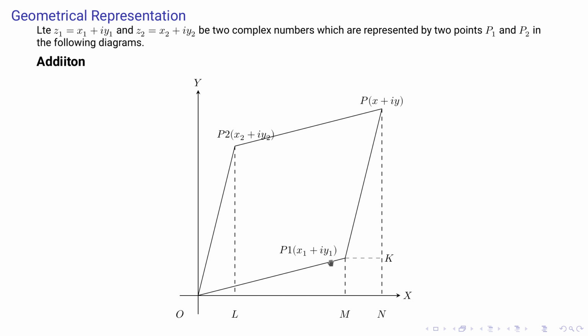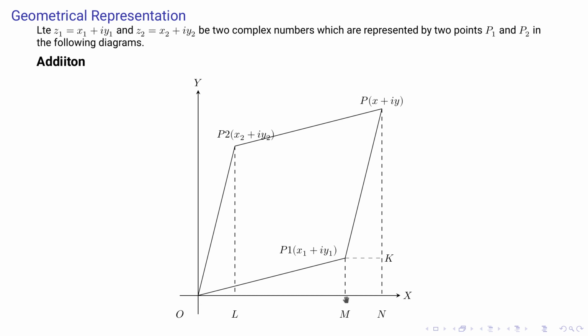So if all these values hold, then you will see that this coordinate is equal to this, which is our y1. And this is y2. That is, PK is equal to P2L is equal to y2, and KN is equal to P1M, which is equal to y1. So PN is our y1 plus y2.